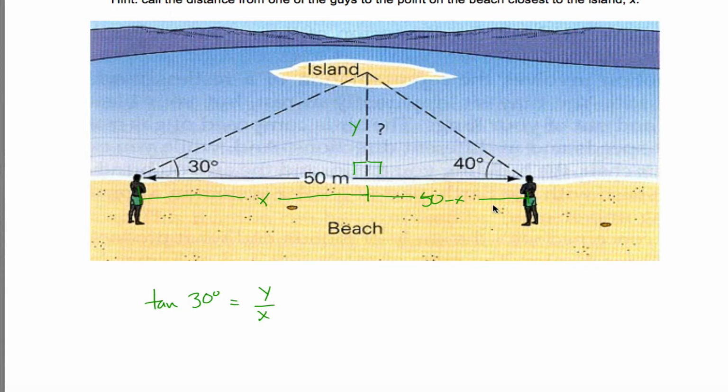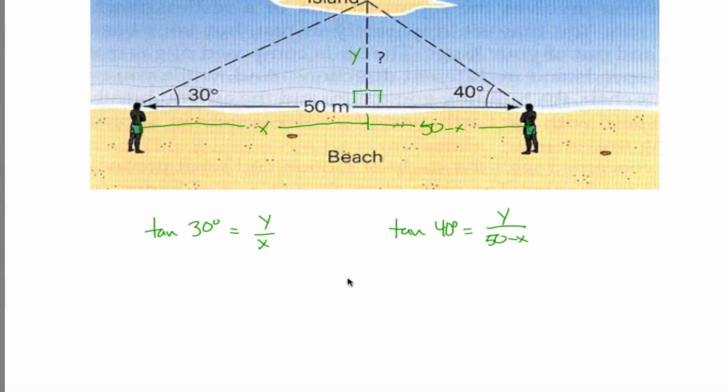And using the other right triangle, I can say that the tangent of 40 degrees must be equal to, opposite this angle is again y, but adjacent to this angle is not x, it's 50 minus x. So I get these two equations. Y is what I want to figure out. So I will solve one of these equations for x and substitute it into the other one.